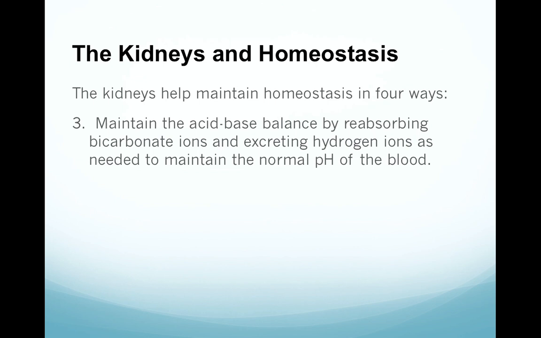The third way that the kidneys maintain homeostasis is they help maintain the acid-base balance by reabsorbing bicarbonate ions and then excreting hydrogen ions as necessary to maintain the normal pH of the blood.